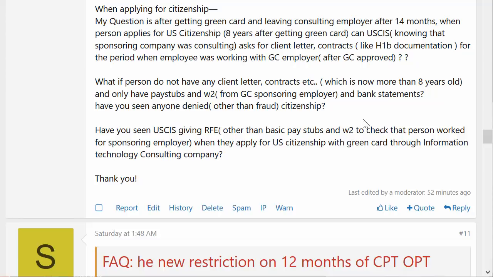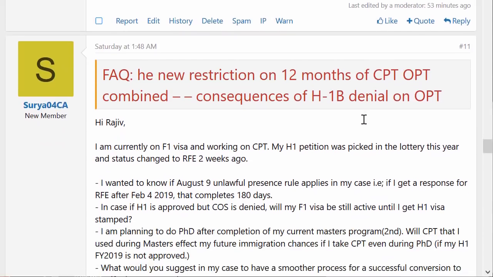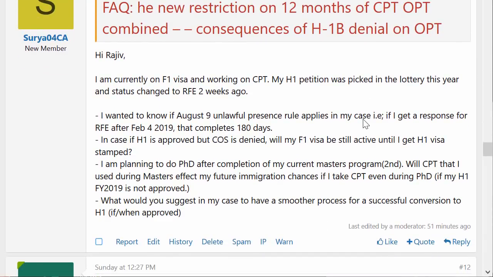Okay, do that. Next question is, and this is something I want to talk to you about, guys. This is quite alarming. I just did a consultation day before yesterday on a situation. We've not had this situation come up, but I'm sure it's going to happen to our clients too. Government is saying that you cannot have more than 12 months of CPT and OPT combined at one education level. Let me give you further details on what that means.